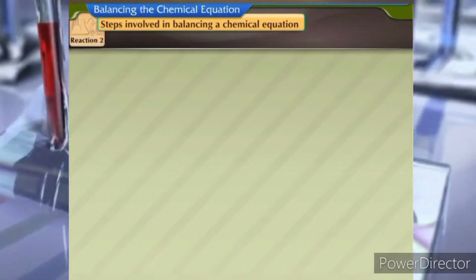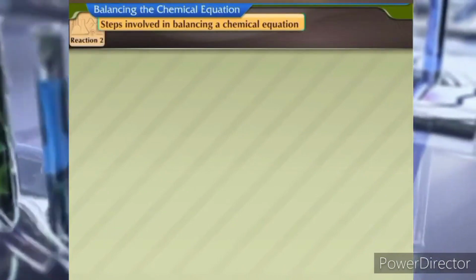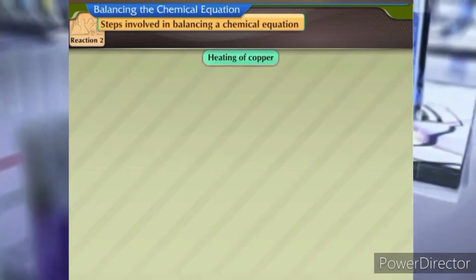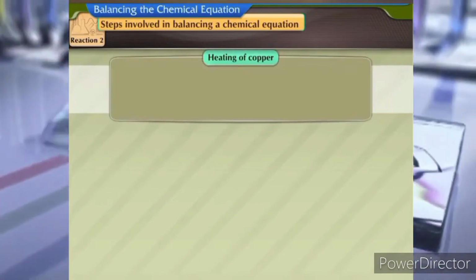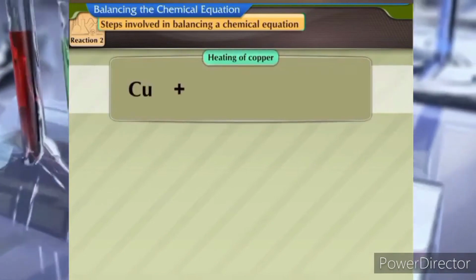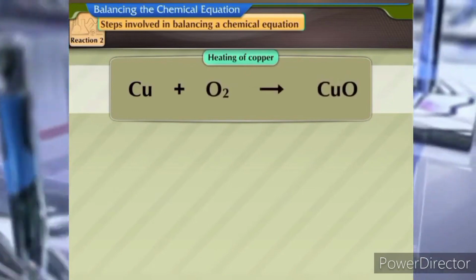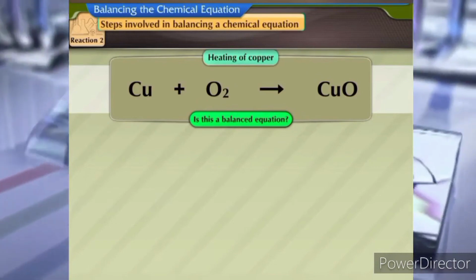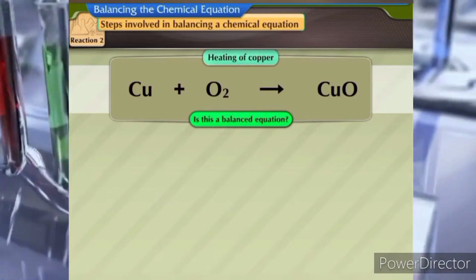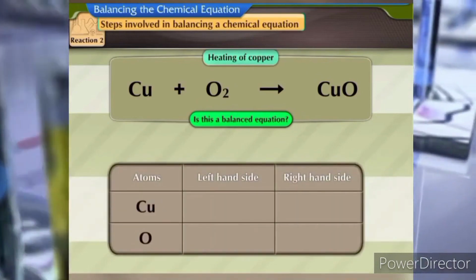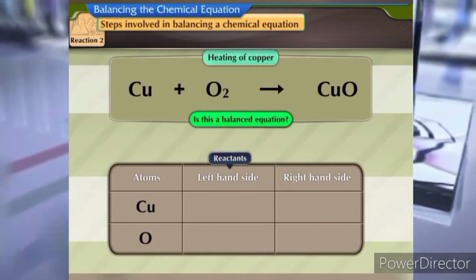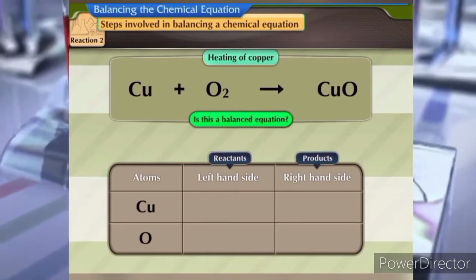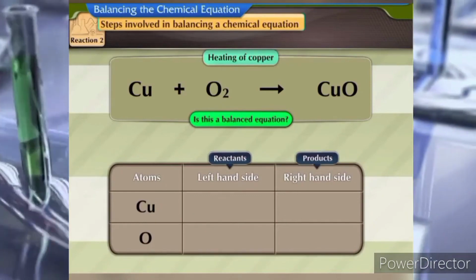Reaction 2. Recall the chemical equation in the experiment of heating of copper. The equation was Cu plus O2 gives CuO. Is this a balanced equation? Let us check this out by counting the number of atoms of each element on the reactant side and the product side. Let us enter these values in the table.